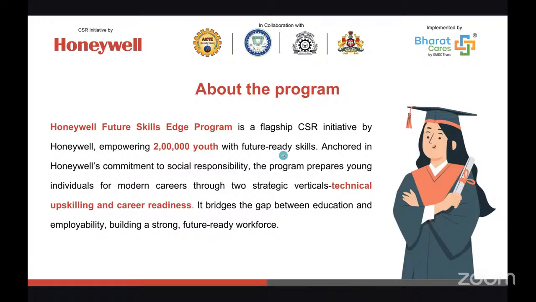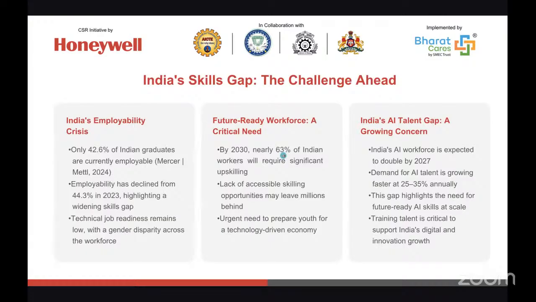Now let's talk about one serious issue. According to a recent study, around 42% of Indian graduates are employable only. So out of 100 graduates, almost 58 are not job ready. Can you imagine that? Let me ask you something. Do you think that this is because students are not intelligent? If you think like this, you can type yes. Or if you think no, the students are intelligent, you can type no.